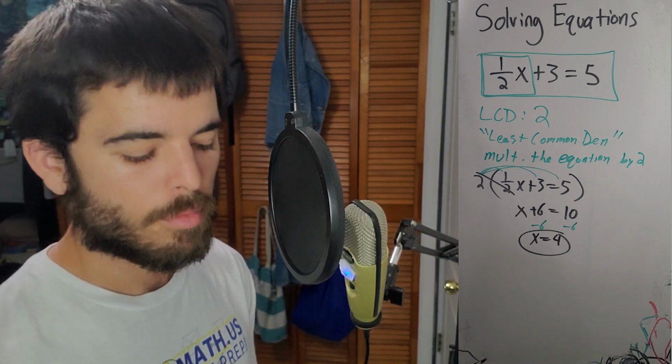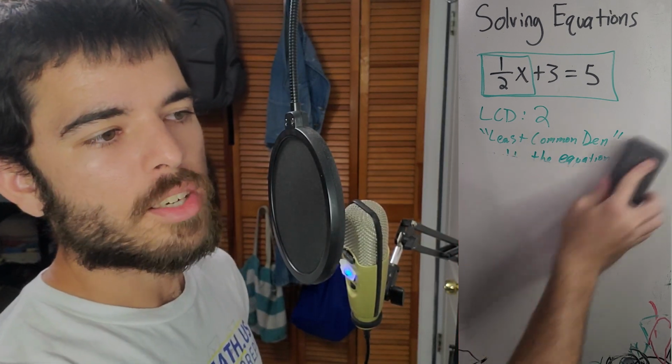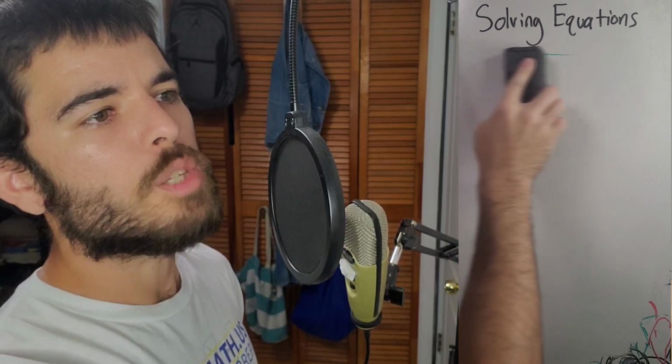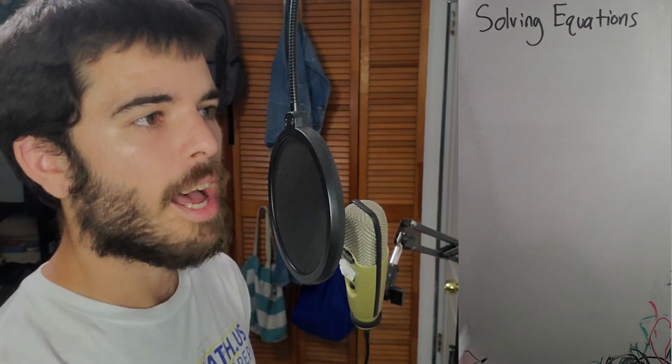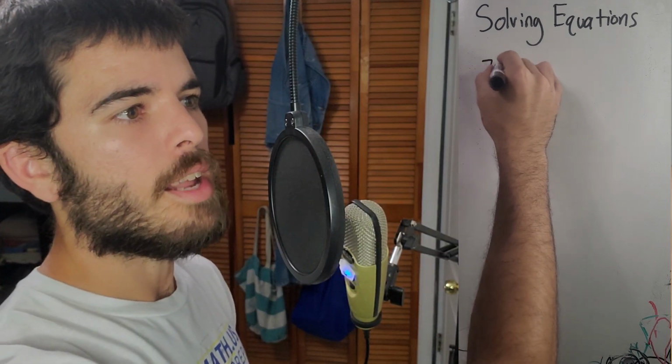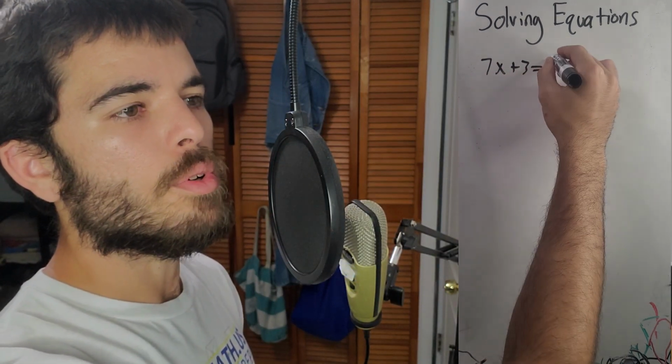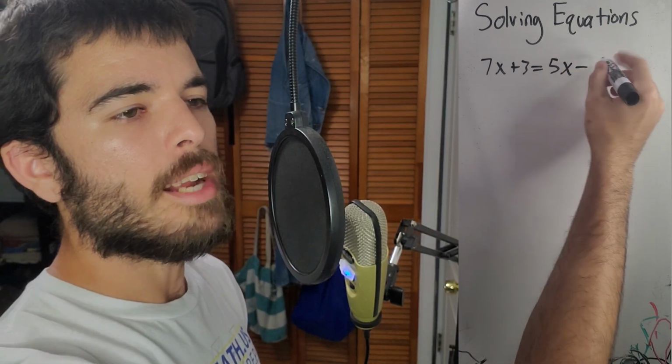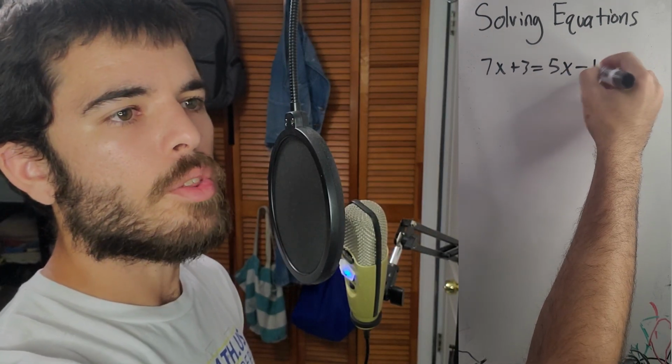Let's try one with multiple fractions. Actually, before we do that, let's practice combining like terms. I want you guys to see what happens if we have x on both sides of the equal sign. So we have 7x plus 3 equals 5x minus, let's say, 13.